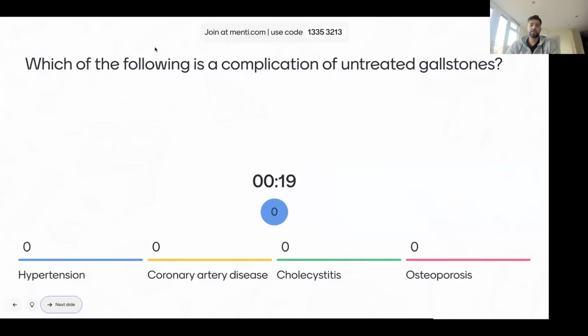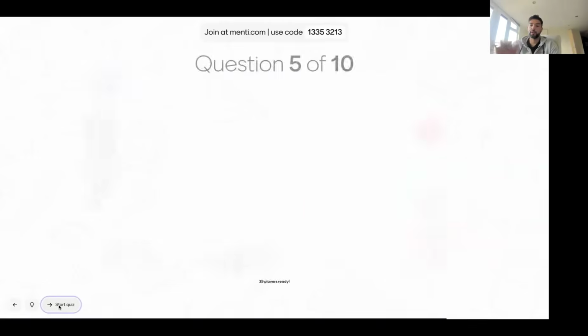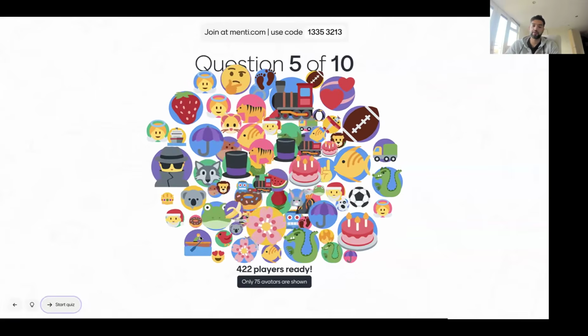So which of these is a complication that we get from gallstones? Hypertension, guys, is high blood pressure, so that's obviously got nothing to do with the gallbladder. Neither is disease of your coronary arteries. Osteoporosis is where you have brittle bones. Remember, cholecystitis is the most common complication of gallstones, where you get an infection within the gallbladder because one of the stones is blocking the duct, so the bile can't get out.